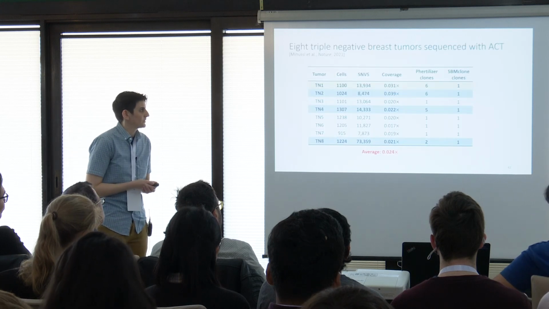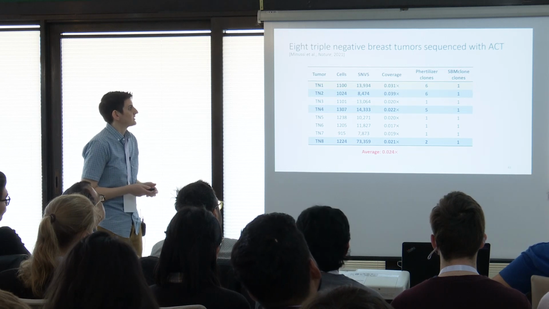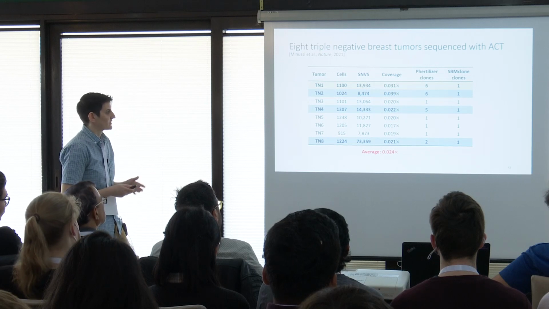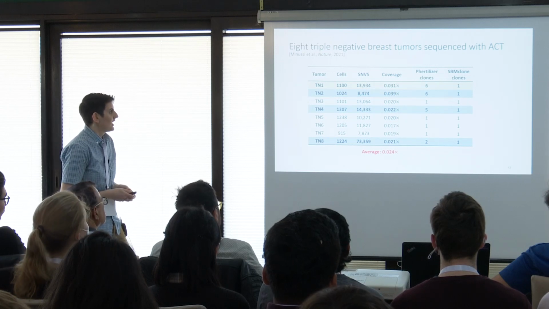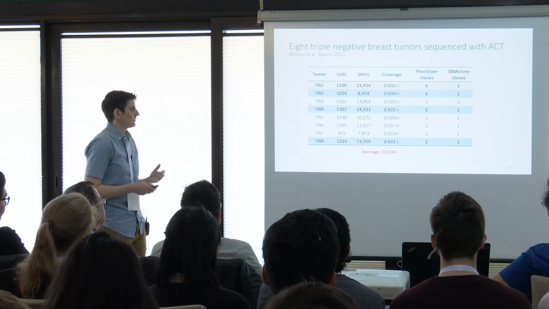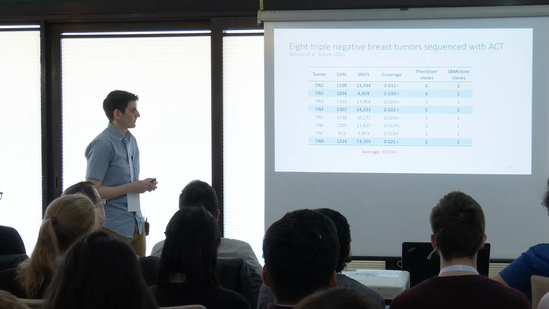Lastly, we looked at eight triple-negative breast tumors sequenced with ACT, and you can see the coverage was significantly lower than the previous data set we looked at, with an average coverage of 0.24x. However, Phertilizer was still able to infer a tree with more than one clone for four of these tumors. However, SBMClone inferred only a single clone for all of these.